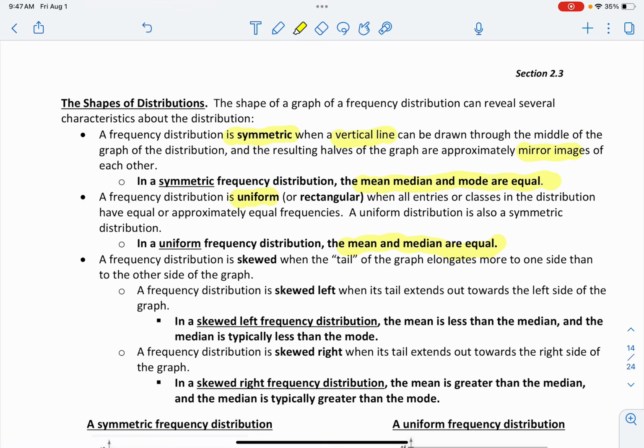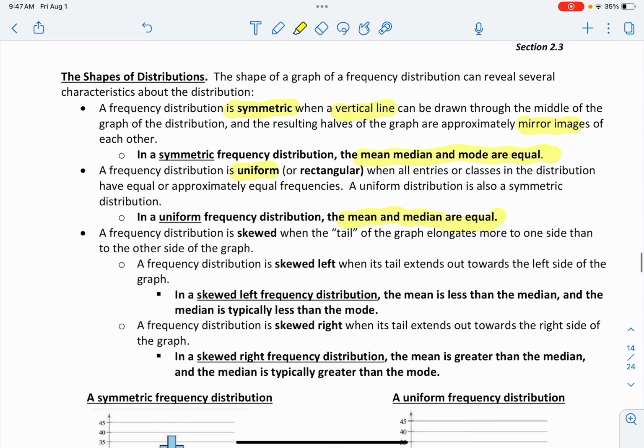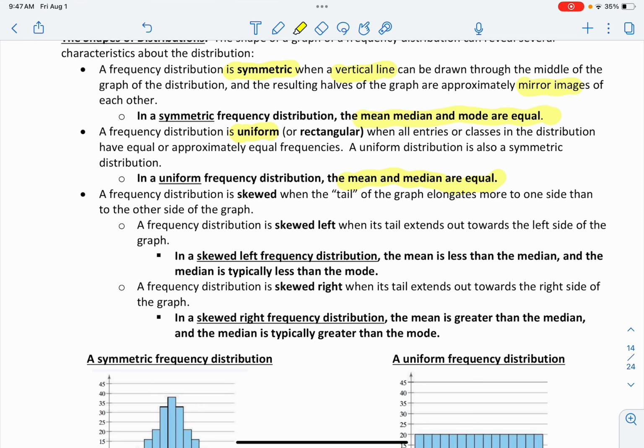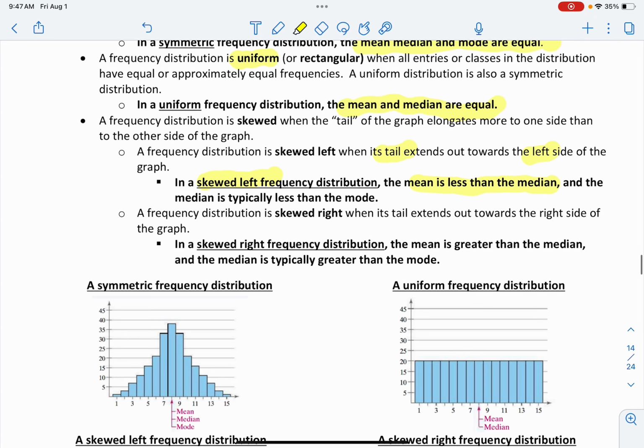And then we get to some that are called skewed. Skewed is when there's a tail that elongates more on one side than the other, right? So if you have a skewed left frequency, the tail extends towards the left. So the tail to the left, right? We'll see some pictures in a minute. And in those cases, the mean is actually less than the median. We'll see why when we look at it here shortly.